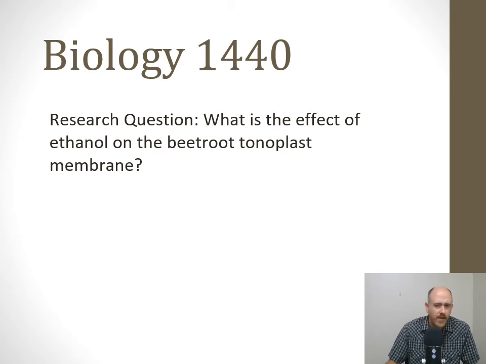And why might we care about this? Remember, we're not really all that interested in beetroots for their own sake. We're interested in them because they have membranes just like we have, and the tonoplast, which is the membrane around the central vacuole, contains beta-cyanine, which is red, so we can see when it's damaged because red stuff will leak out.